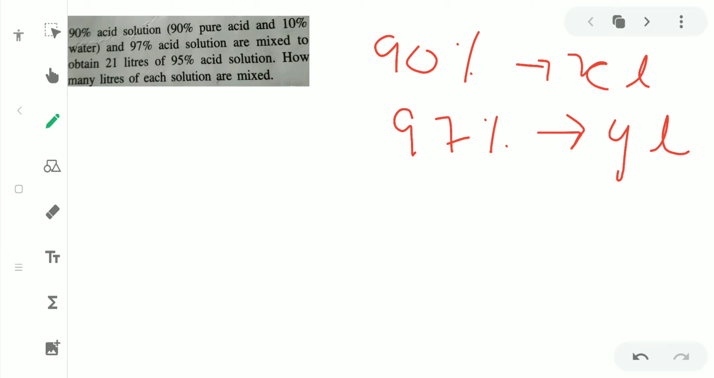So what's given in the question is these both quantities, x liters and y liters, are combined to form 21 liters. So x plus y is equal to 21 liters. Let us make this our first equation.